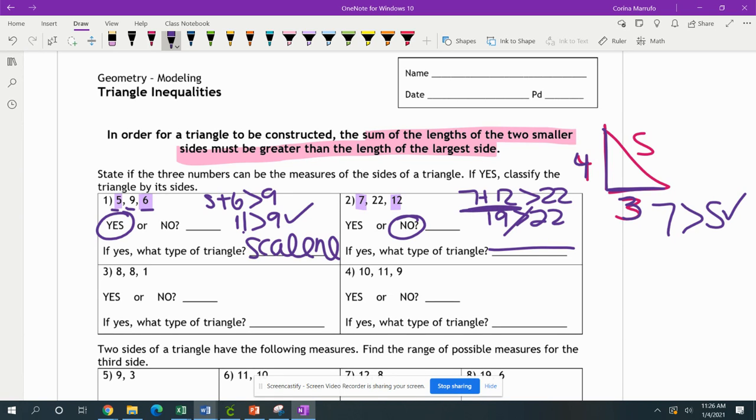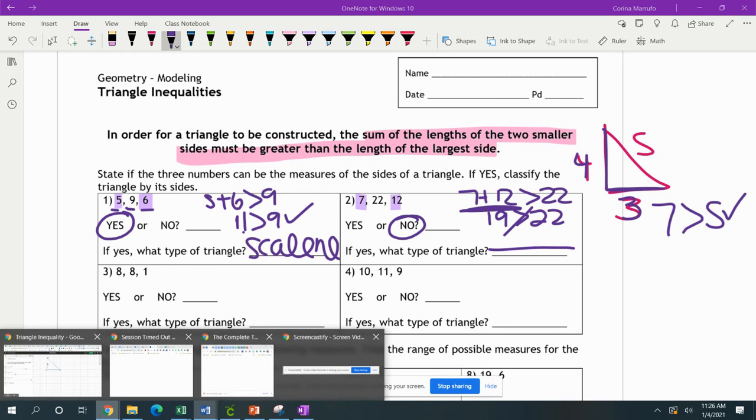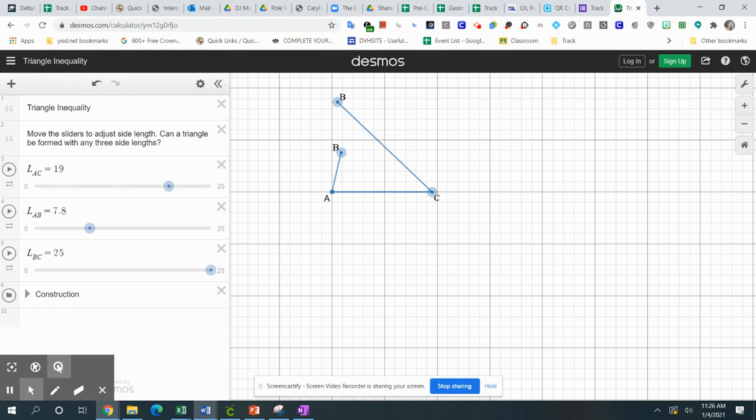So let's go ahead and use the manipulative just so you can see. 7, 12, and 22. So this is 7. This is 12. Just so you can see that it doesn't make a triangle. Oh, and 22.